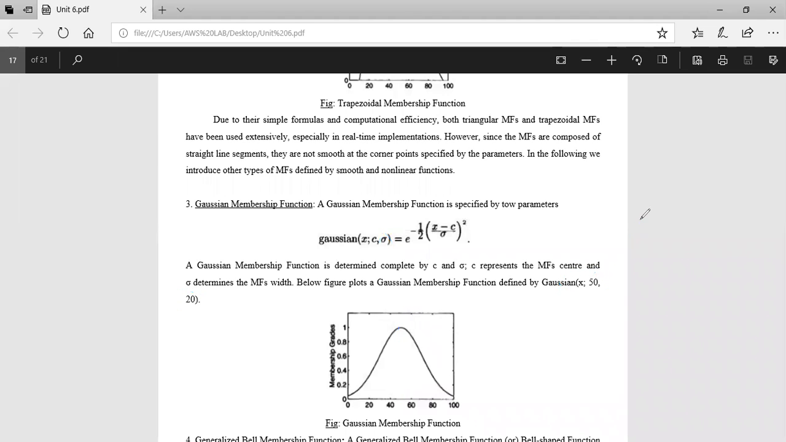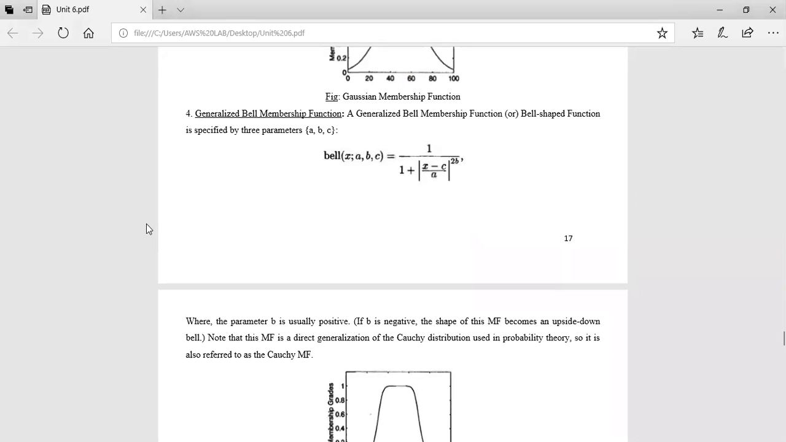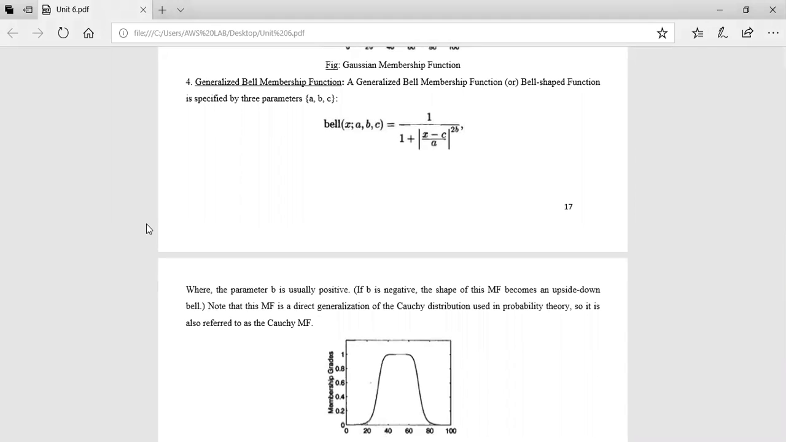So the next function is the generalized Bell membership function. This membership function consists of three parameters called A, B, and C. Here we are using three parameters. One is A, another is B, and another is C, right? So the equation will be like Bell of x colon A comma B comma C is equal to 1 by 1 plus mod x minus C by A to the power 2B. So this is the equation for the generalized Bell membership function. So here the parameter P is usually positive.